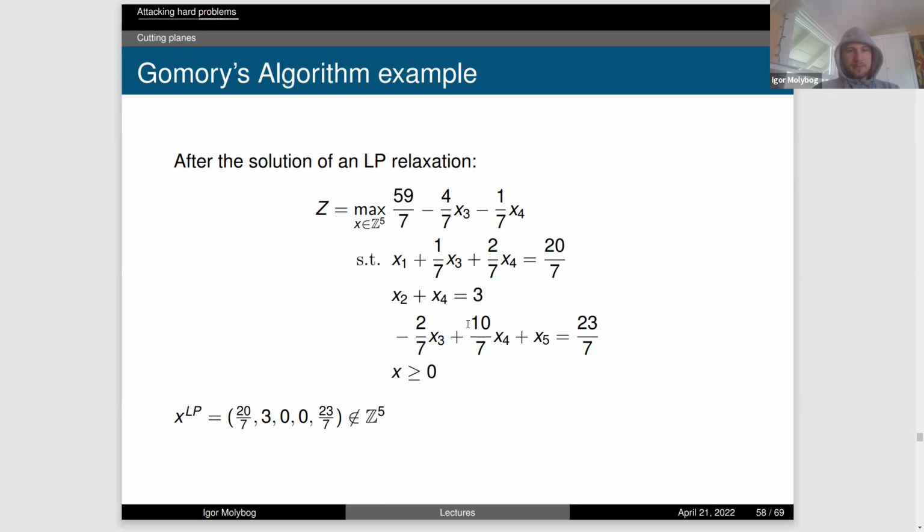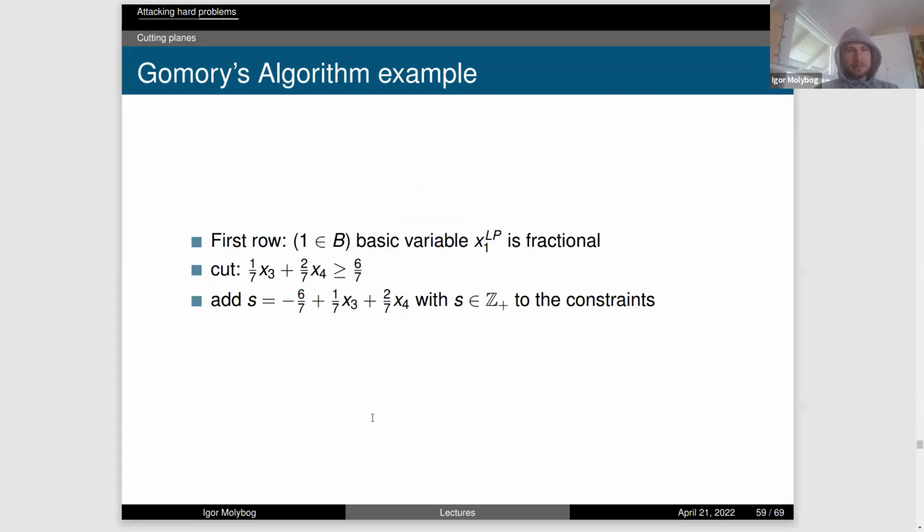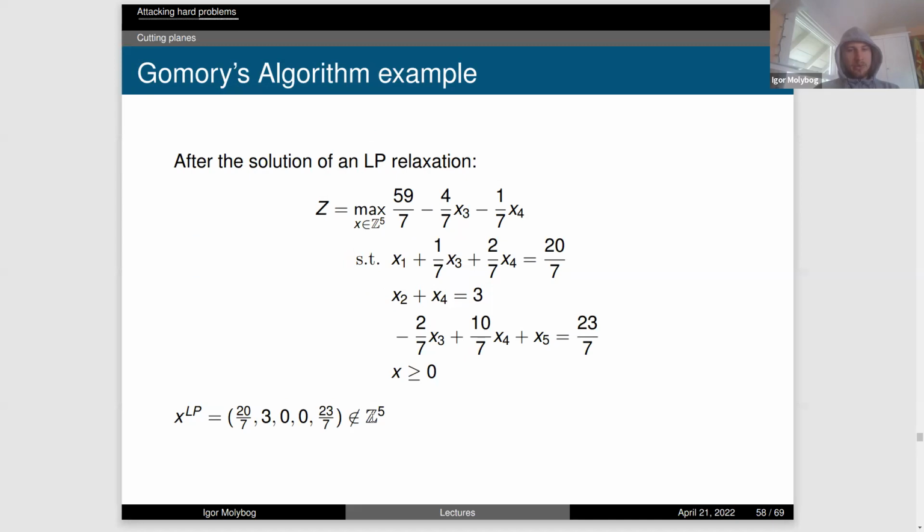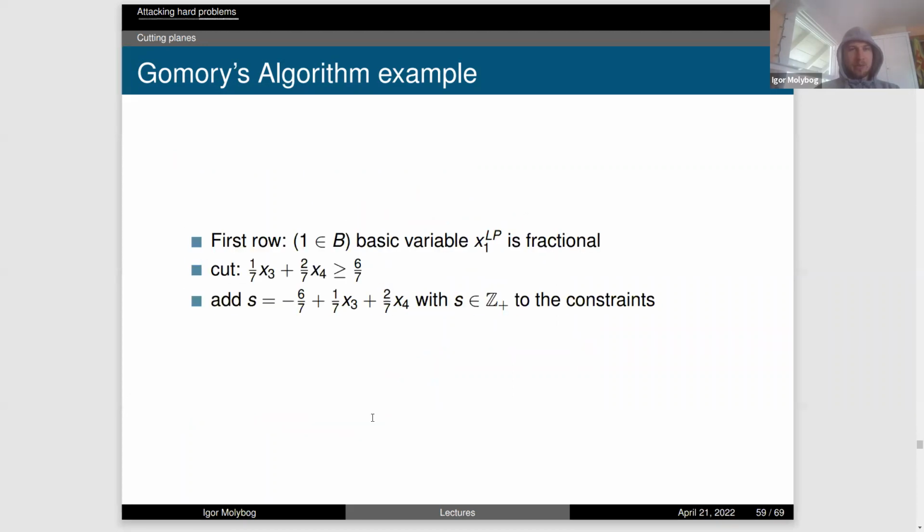So here is the optimal solution to the LP relaxation. We can see that three of them are integer valued, but two of them are not, and therefore it's not a feasible solution for us. Therefore, we need to... we could have applied the branch and bound approach, but in this case we would like to apply Gomory's algorithm just to illustrate how it works.